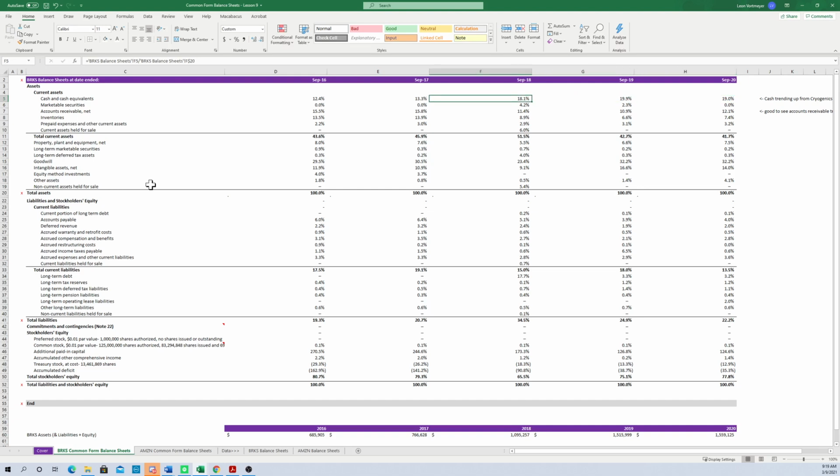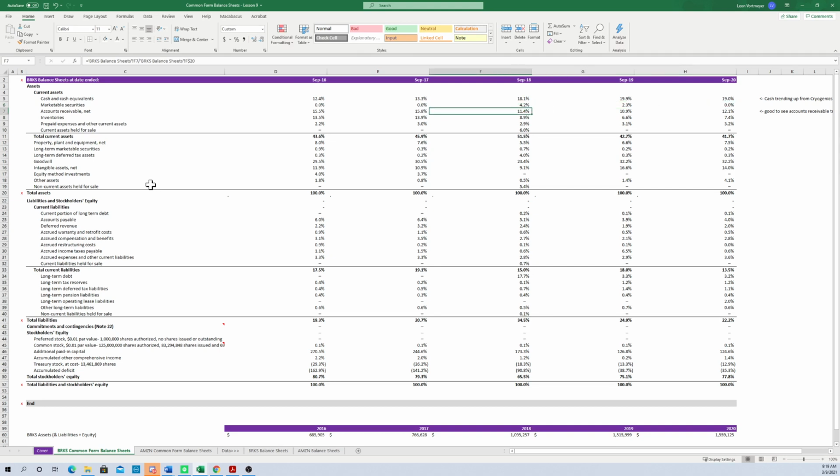But specifically in Brooks Automation's case, they sold a business in 2018, which led to an increase in cash balance. They also used the proceeds from that sale to pay off debt. So as we'll see down here, also in the year 2018 to 2019, they paid off a significant portion of that debt. Then we've got marketable securities, not really a trend here. Looks like they bought a few things in 18, sold them in 19 and 20.